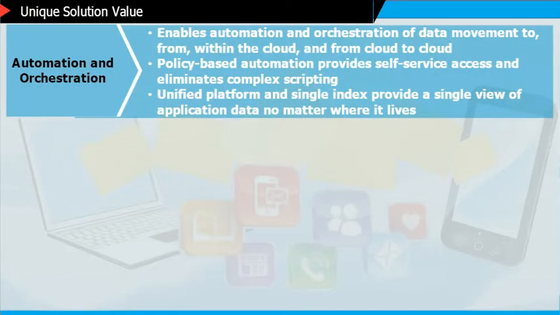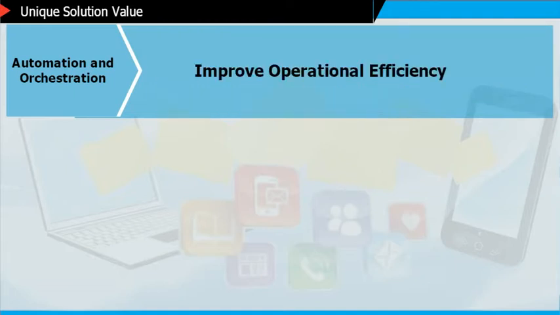Automation and orchestration. Commvault enables the automation and orchestration of data movement to, from, within the cloud, and from cloud to cloud. Policy-based automation provides self-service access and eliminates complex scripting. Commvault's unified platform and single index provide a single view of application data, no matter where it lives. Improve operational efficiency.